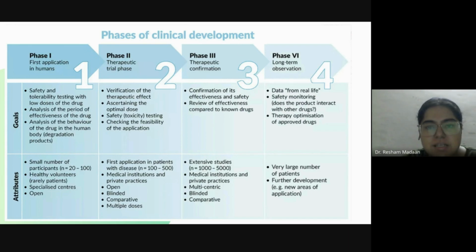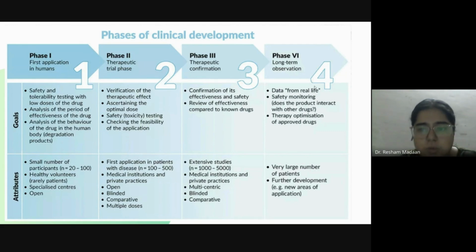Then the phase 3 clinical trials are about therapeutic confirmation of the already tested drugs, I mean, sorry, the doses. The doses we already checked, we again confirm their therapeutic effect and the effectiveness of the drug compared to the other known drugs for the same illness or disease. The number of people participating in phase 3 increases, and it is more extensive.